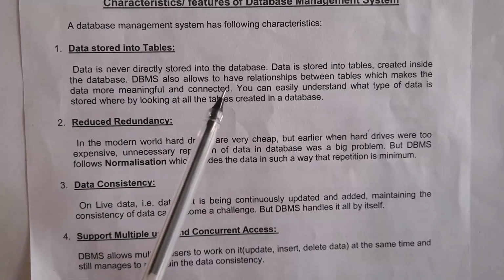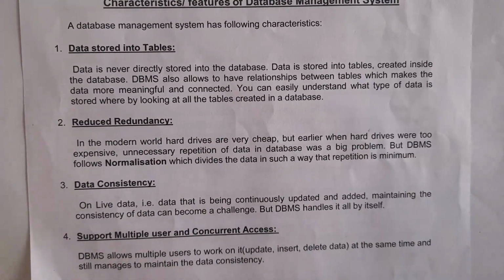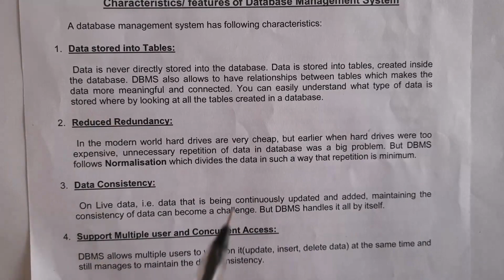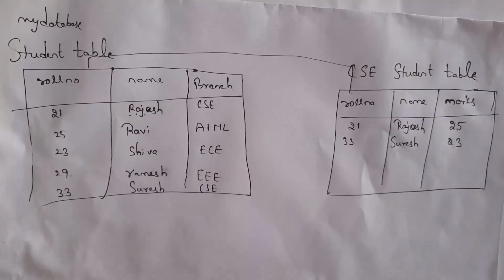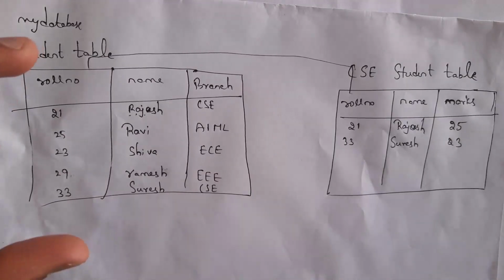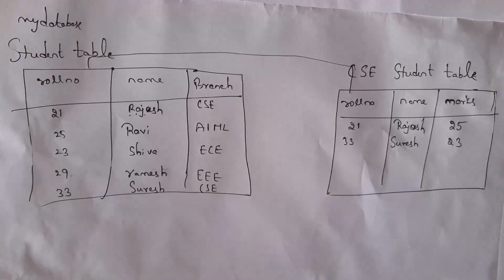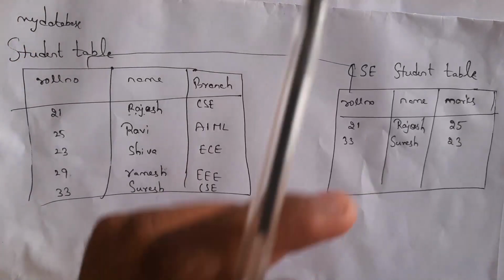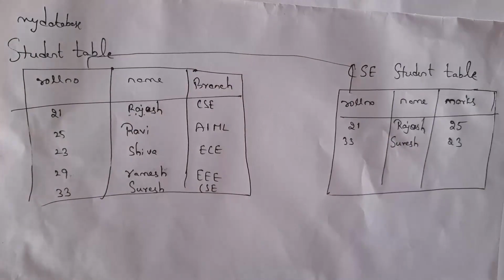DBMS also allows to have relationship between tables, which makes the data more meaningful and connected. That means, for example, let us consider there are 2 tables. One table is the student table and the next table is the CSE student table, where the student table contains information about all students in the college. Whether the student belongs to CSE or AIML or ECE or EEE, this table contains details about all students. Whereas the CSE student table contains details about only CSE students.